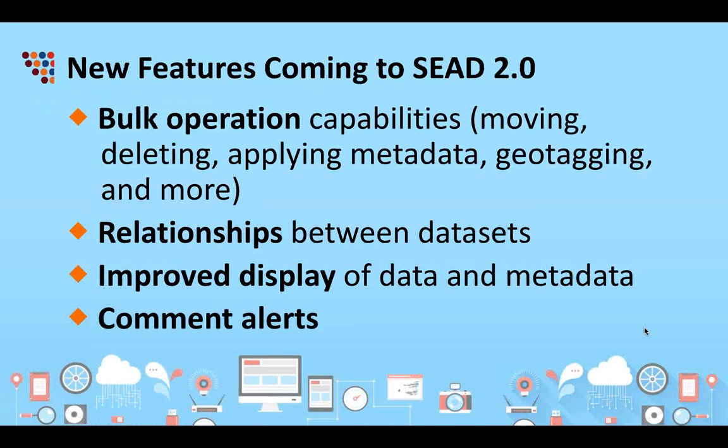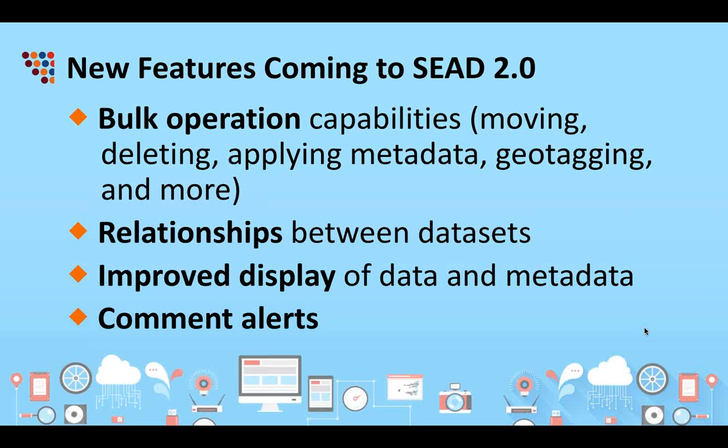Okay, so I'm going to go back to my presentation here to tell you about some new features that are also coming to 2.0 very soon, and those are bulk operation capabilities for you to be able to move and delete and apply metadata and geotag your data to several files at the same time. And to also set relationships between data sets. So you would be able to say, this data set is a newer version of that one. This one has a description in that other data set.